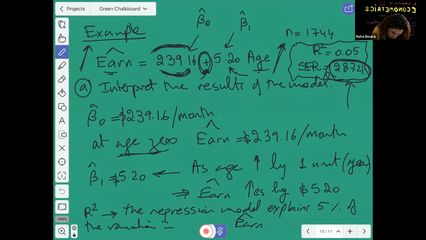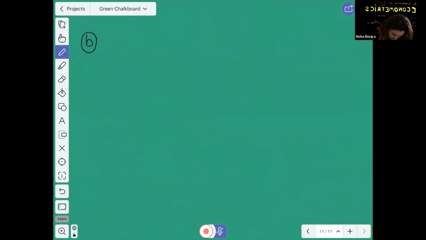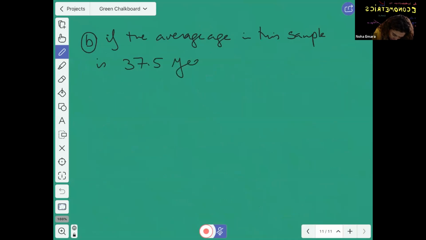These are the type of questions that you would get with these models. So the question would be: if the average age in the sample is 37.5 years, this is the average age, or age bar.